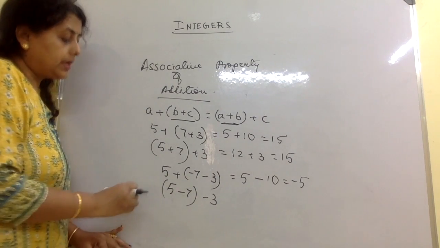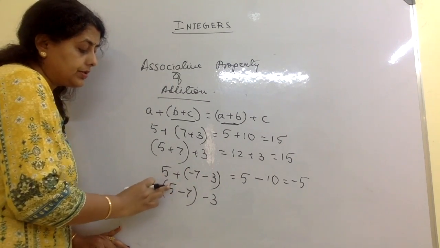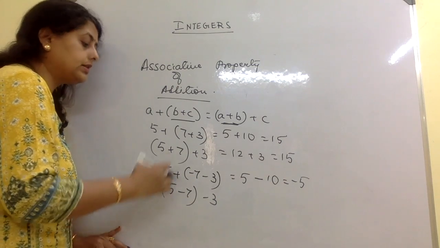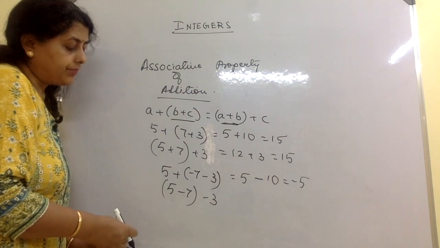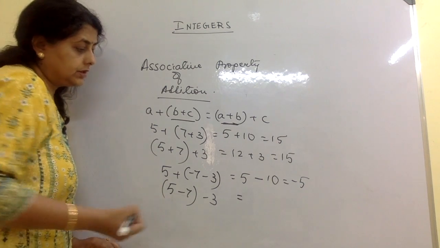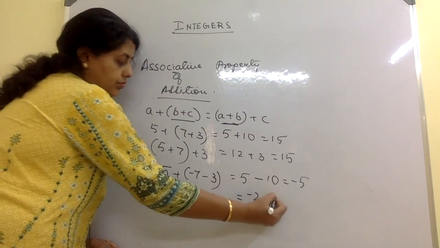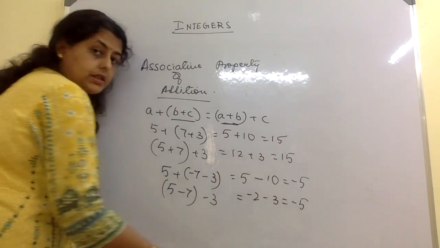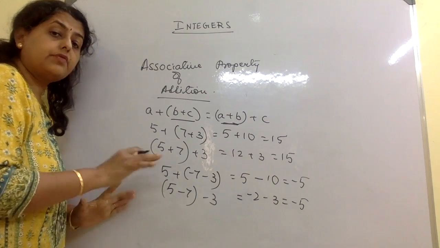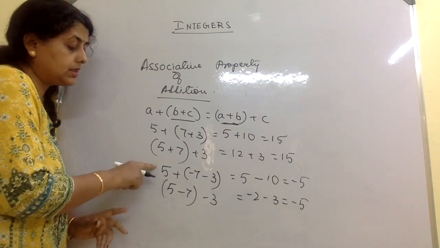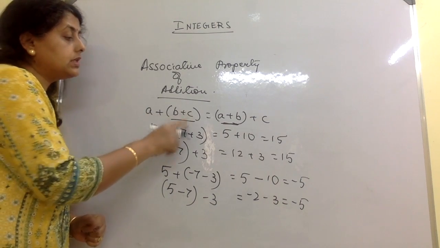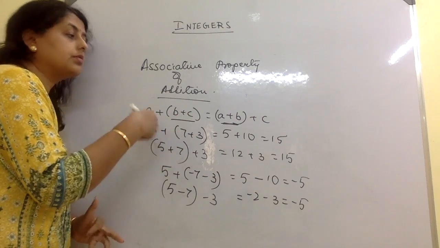Okay, so this is a negative 2. So I am just pushing this minus 7, associating it with the 5 first and then the minus 3. And then what am I getting? This is minus 2 minus 3, which is again minus 5. Okay, so I can see that it follows even for negative numbers. You can even make this negative and try. So (a + b) + c is equal to a + (b + c).